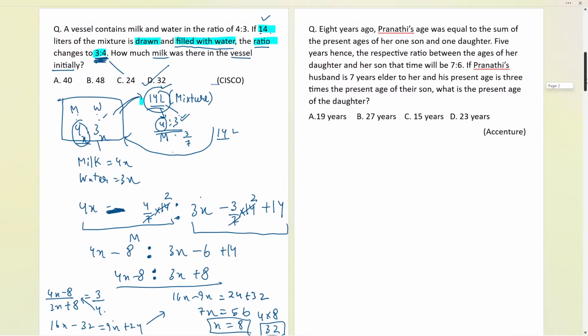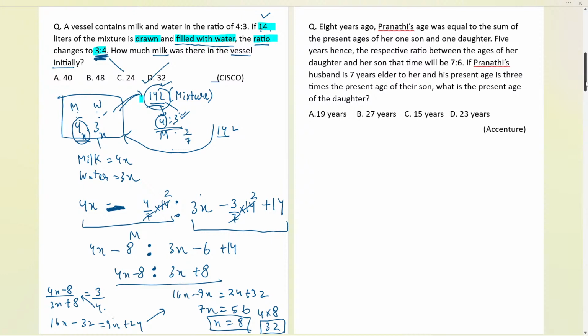Now let us discuss this question. This is an essential question asked in the essential. And again, I'm giving you 1 minute. Try yourself and tell me the answer in the chat. Your time starts now.